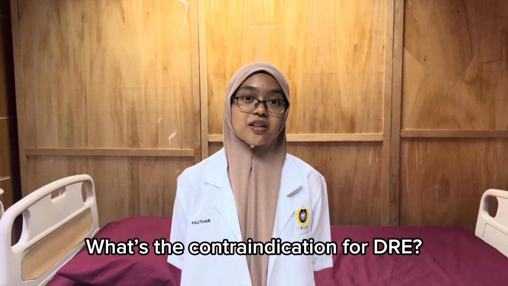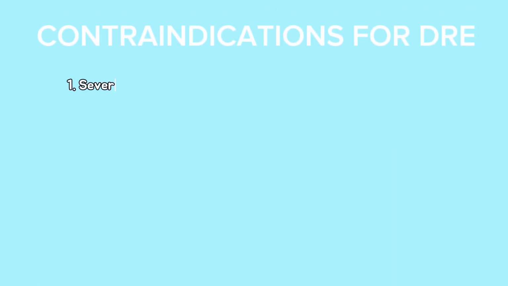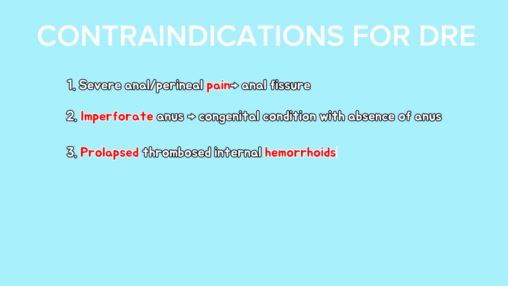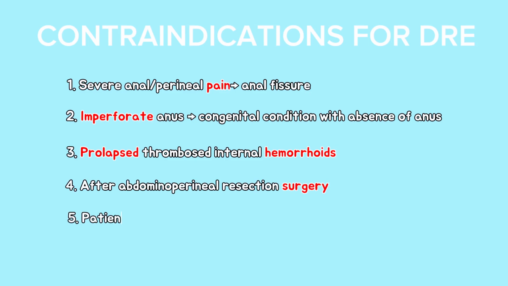So, what's the contraindication for DRE? First, severe anal or perineal pain such as anal fissure. Second, imperforated anus such as congenital condition with absence of anus. Third, prolapsed thrombosed internal hemorrhoid. Fourth, after abdominal perineal resection surgery. And lastly, if the patient does not give consent.